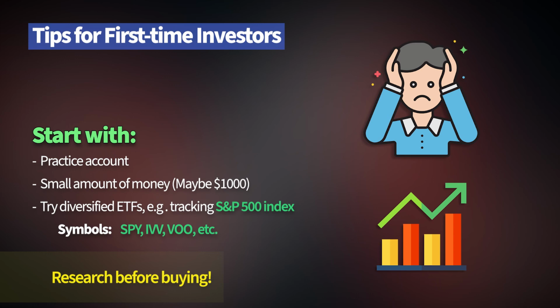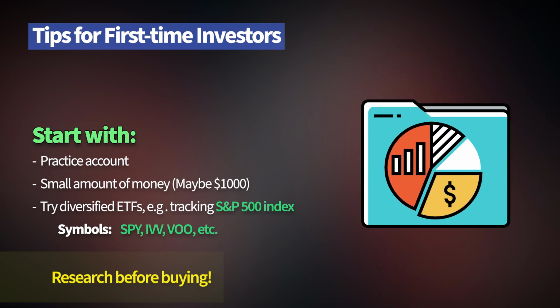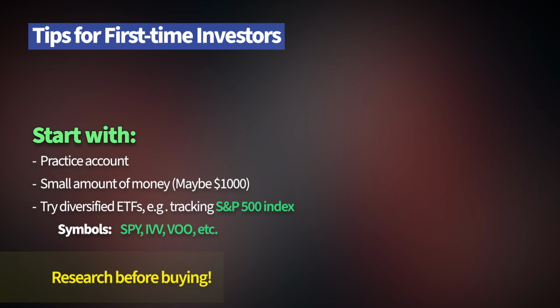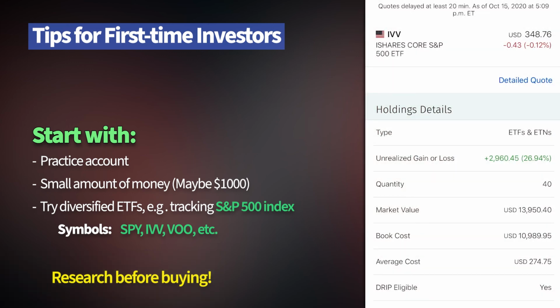It might be a lot better for you to start with a diversified ETF that tracks an index such as the S&P 500 index in the US. For example, SPY, IVV, VOO, and a lot more. I personally have been holding a small amount of IVV for the last 2 years in one of my retirement accounts. Here you can see that I had a pretty good 27% return since then by just buying and holding and doing nothing else. I made a whole video on historical annual return of S&P 500 in the past 90 years. Please make sure to subscribe and watch that video.